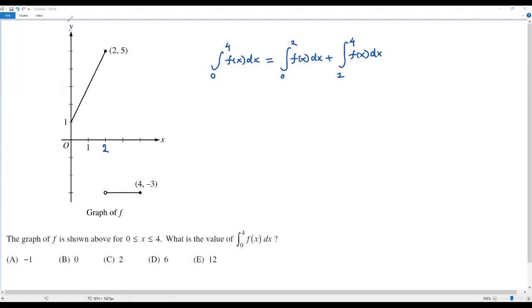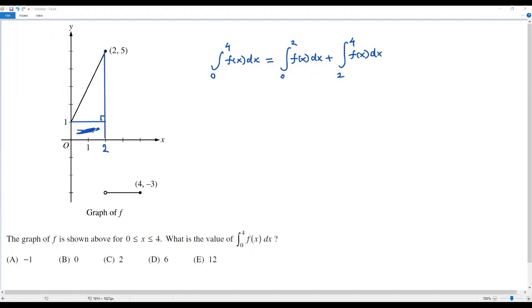Okay, now let me mark this area in the given figure. So this is the area given by the first integral, that is from 0 to 2. And we can split up this area into two parts by drawing a horizontal line over here. So we get a rectangle and a triangle. Here we have a right angle. So now to get the value of this integral, we have to find the area of this portion. For that, we have to add the area of this rectangle and the area of this triangle.